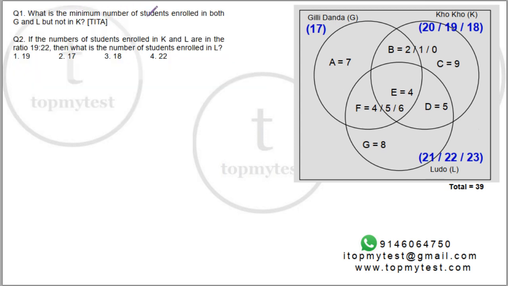Okay, what is the minimum number of students enrolled in both G and L but not K? G and L but not K, which is F. The minimum possible value of F is 4. So I can write this as 4.